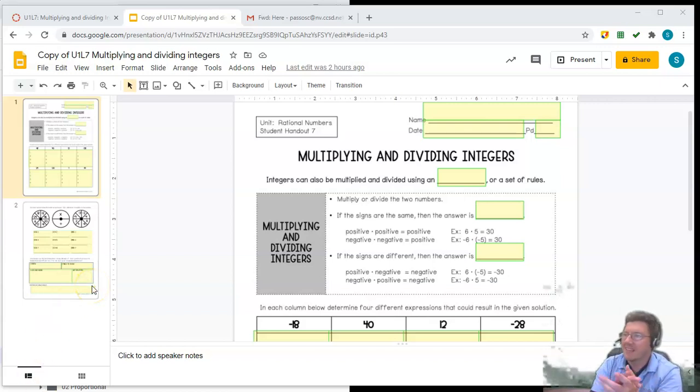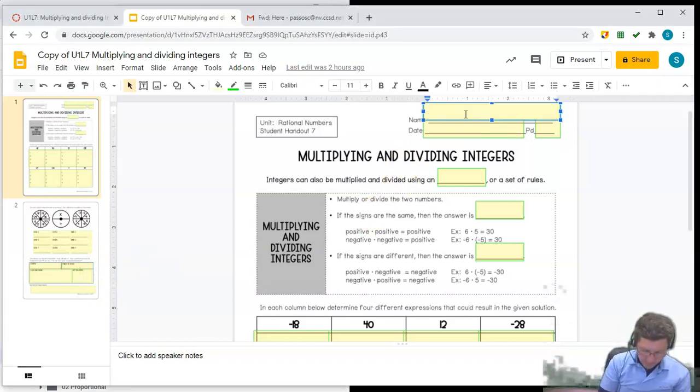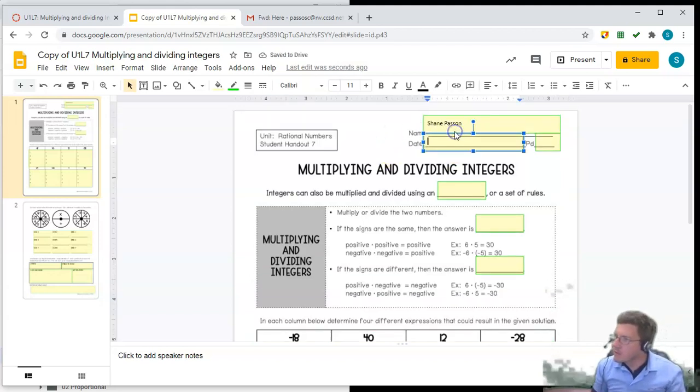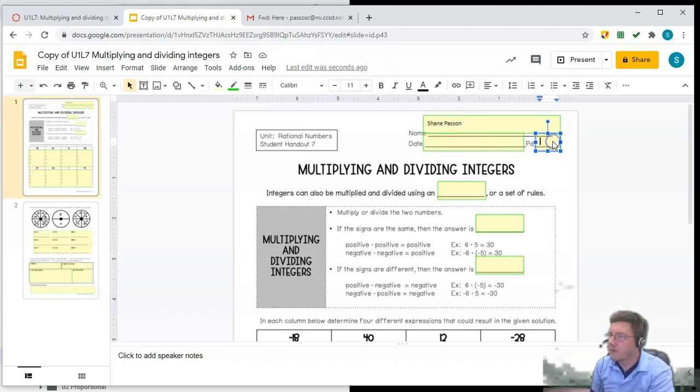Today we are doing lesson 7 in our rational numbers unit. We're going to talk about multiplying and dividing integers. Let's go ahead and write your name, today's date, whatever it is for your class, and whatever period it is for your class.